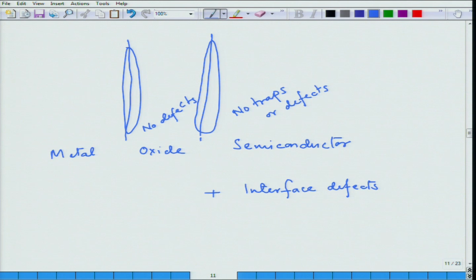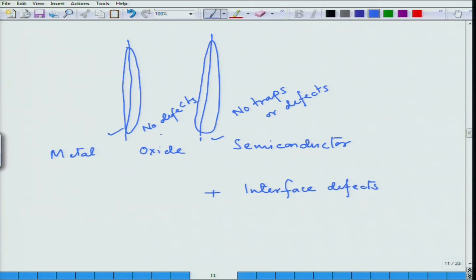Now, this may be bad news for our ideal MOS, but it is also good news for material characterization, because if you want to characterize your material, the CV of the MOS device turns out to be a very good device in different modes. You can study the interface defects or the oxide defects, not necessarily semiconductor defects, but the oxide defects have been studied using the MOS CV curves.